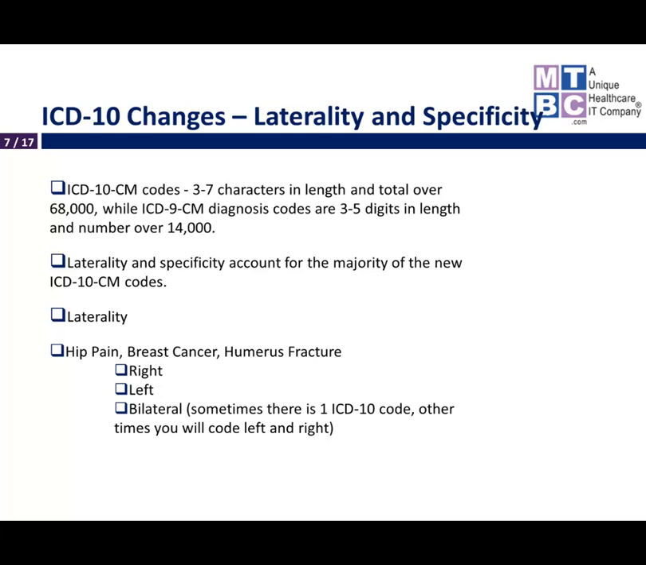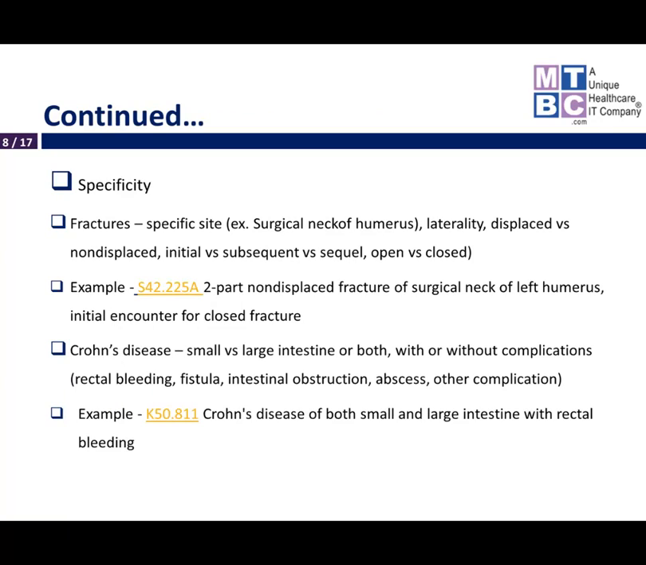Okay? So laterality and specificity account for the majority of the new codes. Okay? So some examples of laterality would be hip pain, breast cancer, humerus fracture. You're now going to need to specify right, left, or bilateral. Please note, in bilateral, sometimes there is actually one ICD-10 code. Other times you actually need to code left and right.